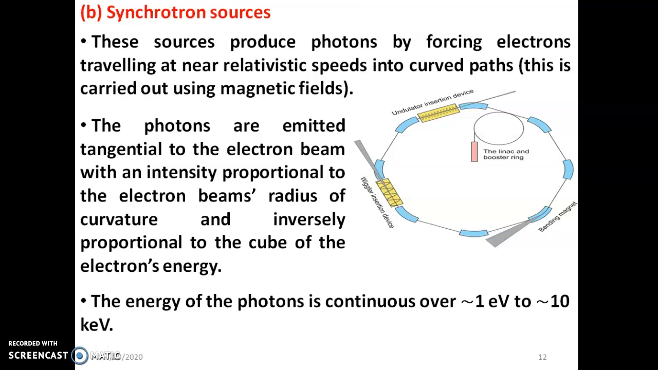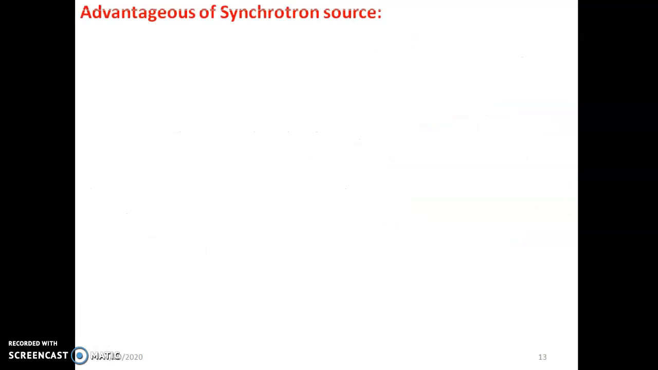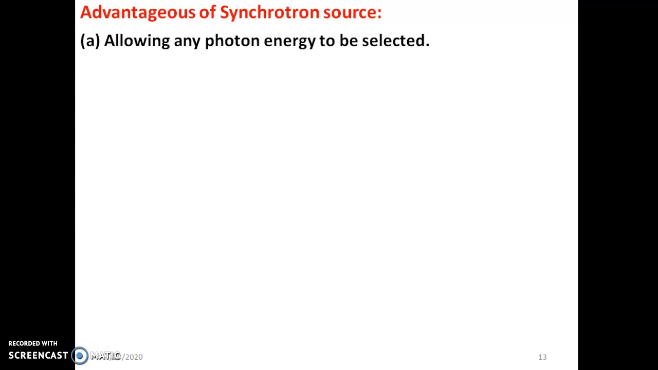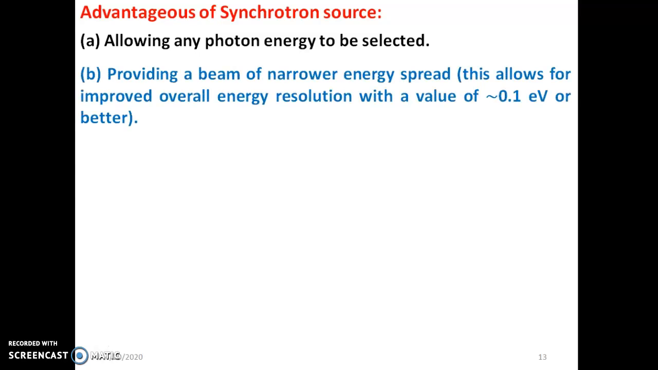Their energy is variable from 1 electron volt to 10 kilo electron volt. So any particular energy photons we can select by just controlling the diversion path. The advantage of a synchrotron source is that it allows any photon energy to be selected. We can select photons having sharp energy, sharp lambda, and sharp monochromaticity can be maintained for the photons emitted by the synchrotron.